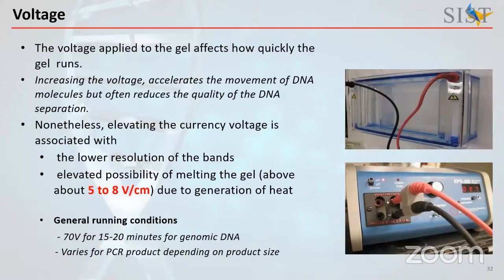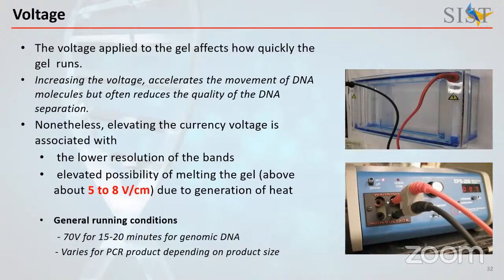So let's assume the voltage is too high. It will accelerate the movement of DNA. Therefore, the separation or the resolution of the DNA separation will be poor, and the quality will be less. All right, so we can't increase the voltage so that the gel electrophoresis can be run in a shortened time. We should maintain the voltage in a precise manner.